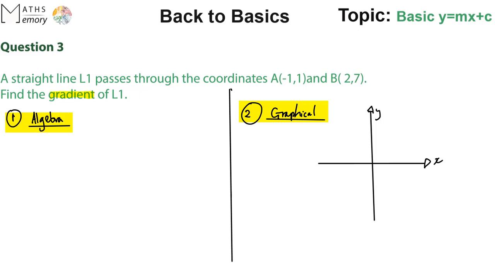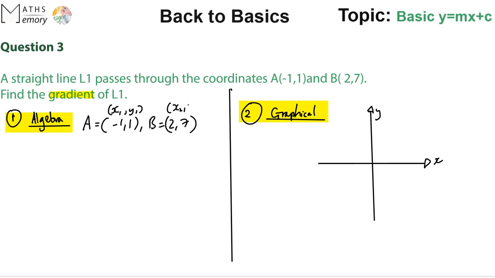Now there's a formula for this you need to memorize for the exam. Let's just spell this out first of all very clearly. So a equals minus 1, 1 and b equals 2, 7. There we go. Now we have to label this correctly. Each one is x1 comma y1 in this case, and this one is x2 comma y2.